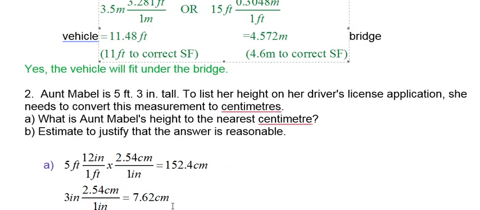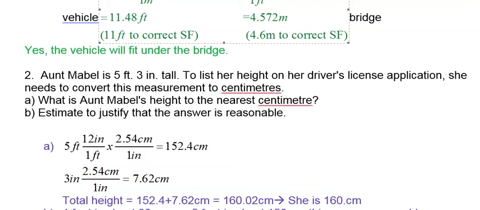Now, to find her height, we're going to have to add her 5 feet plus the 3 inches, or in other words, the 152.4 plus the 7.62. So it works out that to the nearest centimeter, she's 160 centimeters. The estimation question, to justify the answer is reasonable. The textbook spends a fair bit of time with these estimation questions.